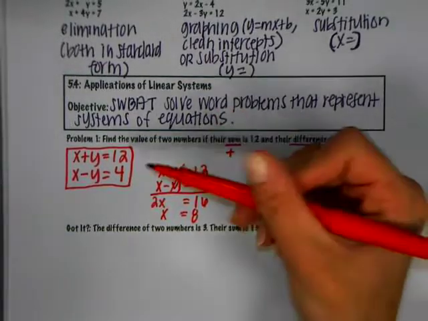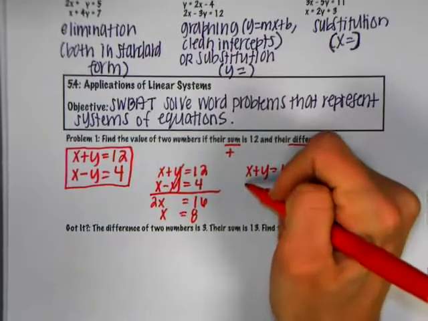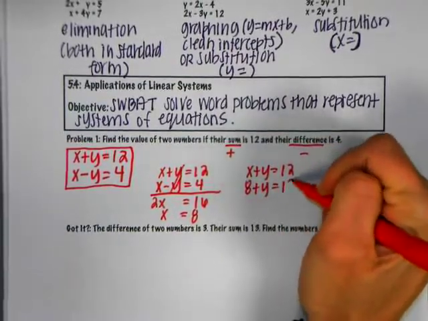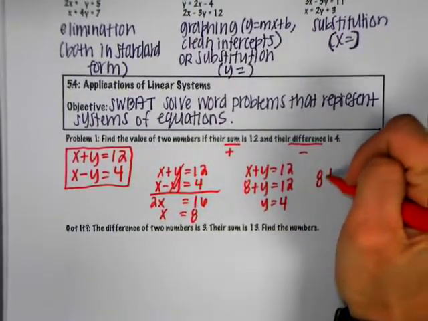And then use one of the equations. So I'm just going to use the top one. x plus y equals 12. 8 plus y equals 12. So what's y equal? 4. Yep, so your two numbers are 8 and 4.